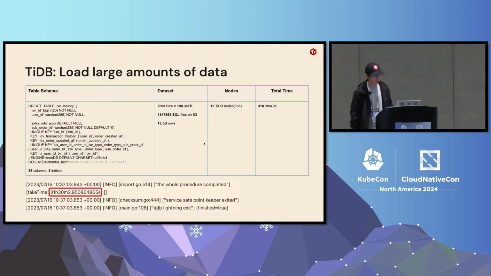Let's see a result, test the result. This is a table from our real customer. It has 55 columns with 5 indices, and around 100 terabytes of data from S3. They use 12 TiDB nodes, and each node has 16 CPU cores. It took around 31 hours. It's not bad. But what I want to highlight is that if you have more TiDB nodes, the total time can be linearly reduced.